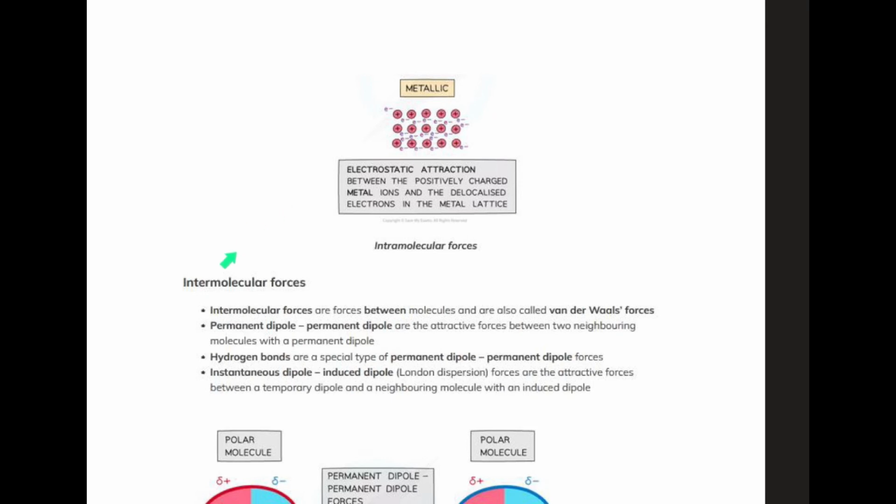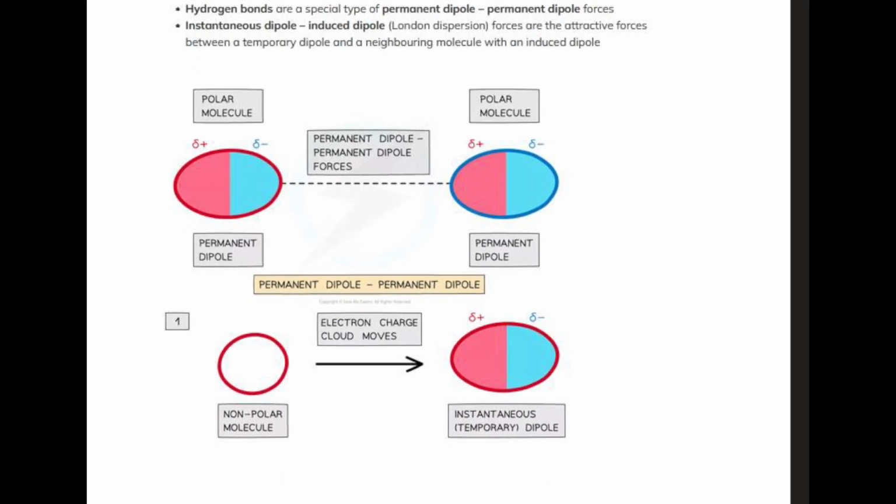Okay, now intermolecular forces. We have permanent dipole. We have hydrogen bonds. We have instantaneous dipole, induced dipole. So three types of intermolecular forces. These two are under van der Waals, and hydrogen bonding is not under van der Waals. They show the same picture again. This is PD. This is ID. Okay, so let's move on.